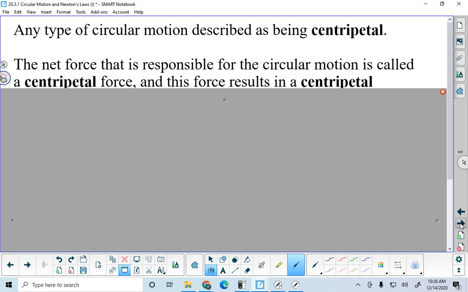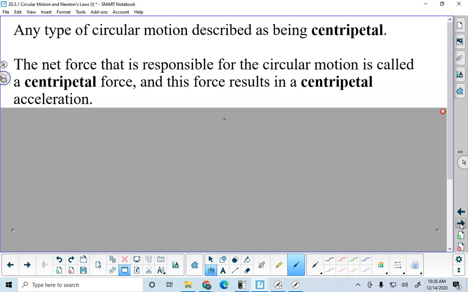This type of motion, we don't use the word circular. We're going to stop using the word circular. We're going to use the word centripetal. Not to be confused with centrifugal, which is something different that we might talk about later. So instead of saying uniform circular motion, we say centripetal motion. The net force that's responsible for this motion is called a centripetal force. And the acceleration is called a centripetal acceleration.